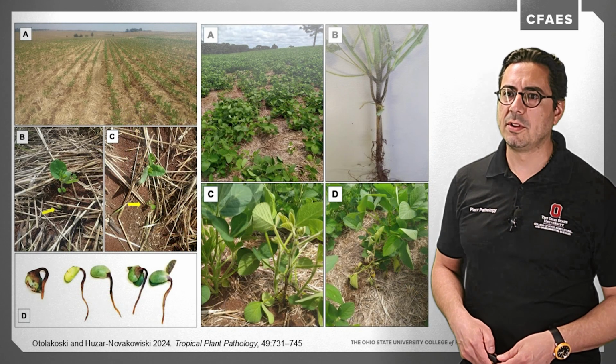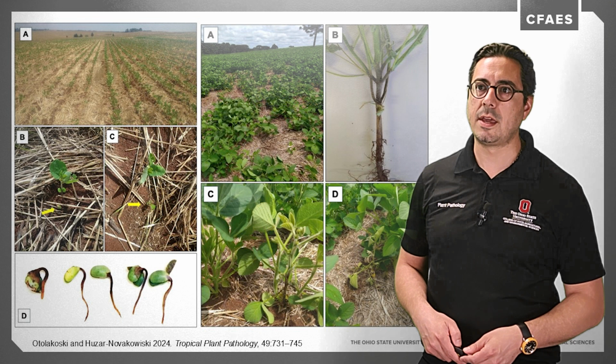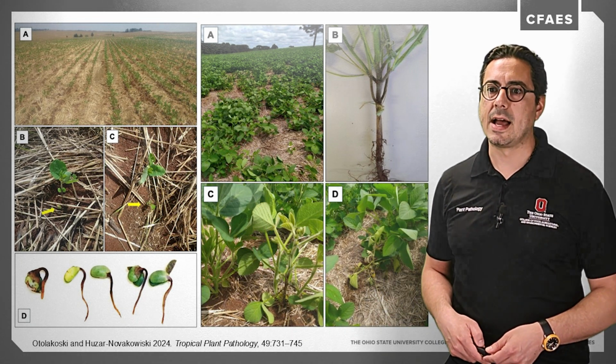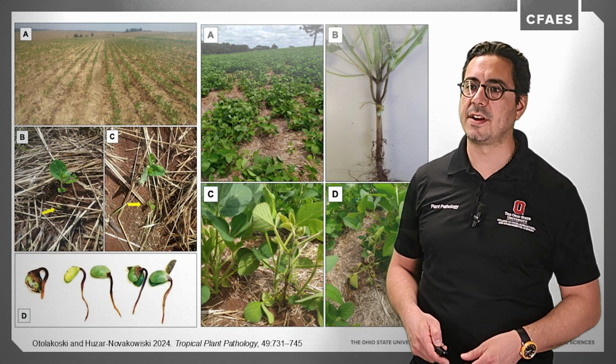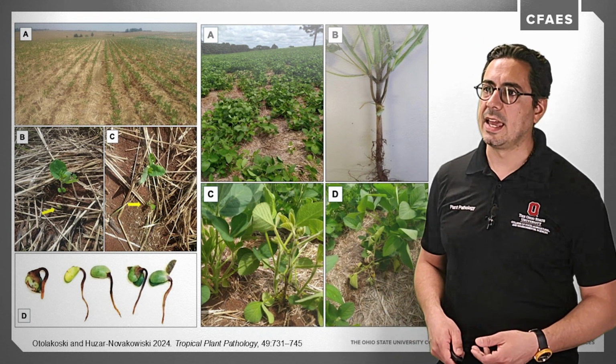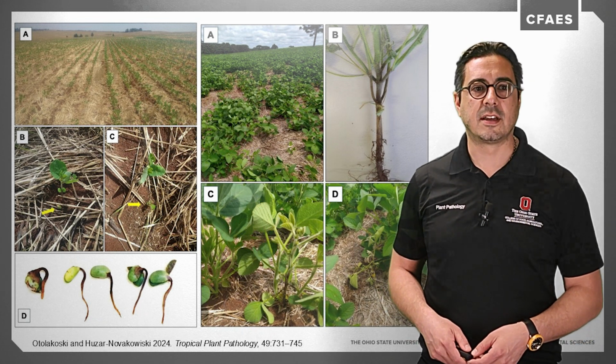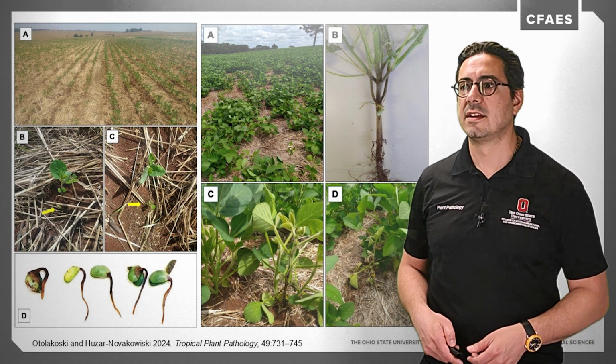This is what we commonly see in the field when we encounter seedling issues caused by water molds, in this case Phytophthora sojae. And again, at a later stage, this can also take place by causing this stem rot.